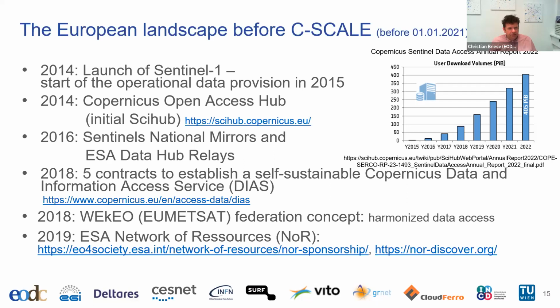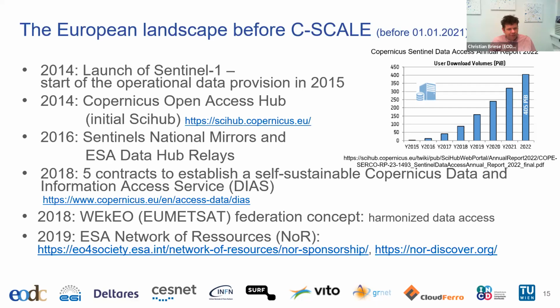Then in 2018, 5 contracts towards Copernicus data and information access services were established. That's the so-called well-known Copernicus DIAS platforms, 4 of them operated by ESA, and number 5 proposed by EUMETSAT as the geoDIAS. They tried to serve as a central access point to users with data and also processing services.